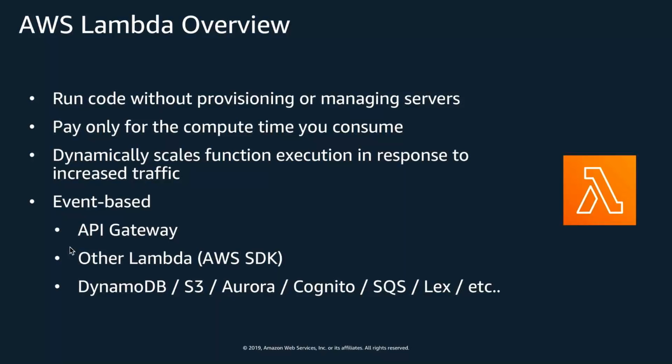And Lambda functions are event-based. So when you deploy a Lambda function, you can invoke these functions in multiple different ways. You don't have to only invoke these via an API gateway, which we're going to look at. You can also do so through other Lambda functions, for example. So if you have another Lambda function, you can invoke that function from within another Lambda function using the AWS SDK. You can also invoke Lambda functions via DynamoDB. So if you put something in DynamoDB, you can invoke a function. You can invoke these from S3 uploads. So a lot of different AWS services allow you to invoke Lambda functions. But the way we're going to be looking at today is API gateway.